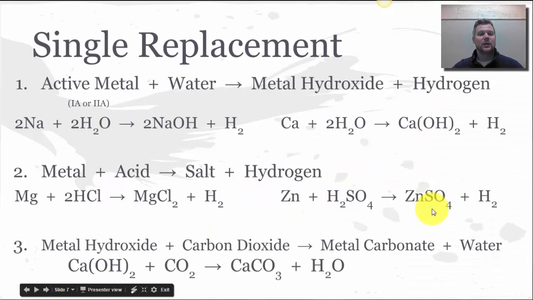So then moving to the single replacement, we have 3 special single replacements. These ones aren't quite as special. They're more predictable in their pattern. Specifically, number 1 and 2 are a little bit more predictable. We have an active metal plus water, makes a metal hydroxide and hydrogen gas. And there are 2 examples of this: calcium and water, sodium and water. But this has to be an active metal, which we're saying would be groups 1 and 2.